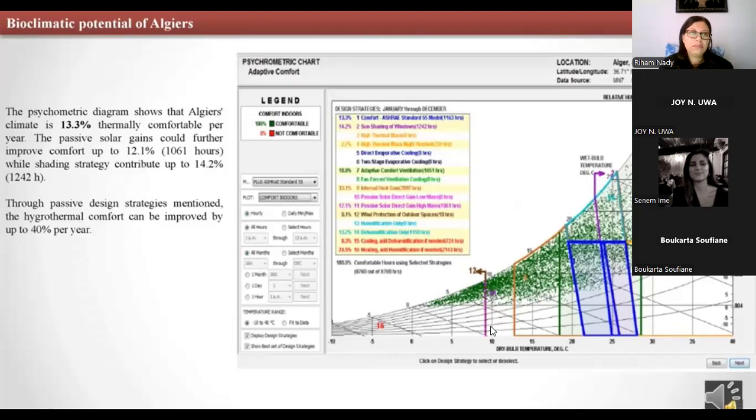So first of all, we have considered the case study of Algiers, and based on Climate Consultant, we can see here that the psychrometric diagram shows that the Algiers climate is 13.3% thermally comfortable per year, and that passive solar gains could further improve comfort up to 12.1%, while shading strategy contributes up to 14.2%. So through the passive design strategies mentioned here, the hygrothermal comfort can be improved by up to 40% per year.